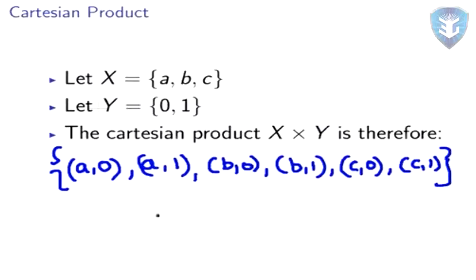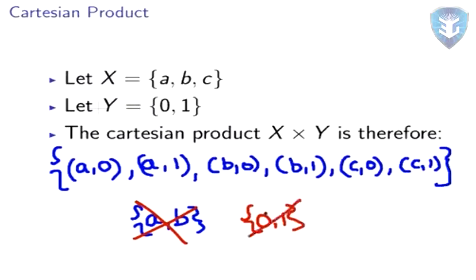Now, just to be clear, this is not a valid ordered pair, AB, because they both come from the same set X. So that's not a valid ordered pair. Neither is 0 or 1. That's not a valid ordered pair either.